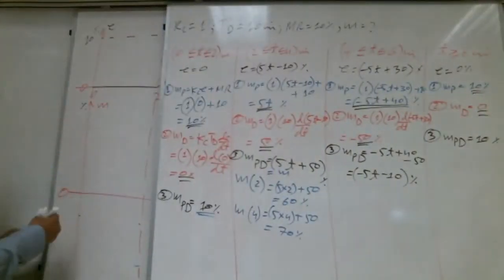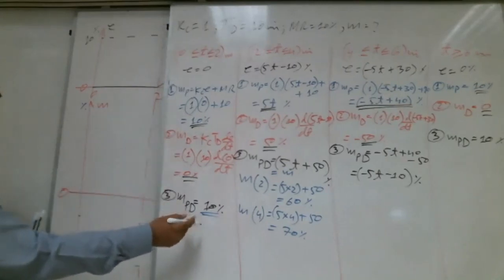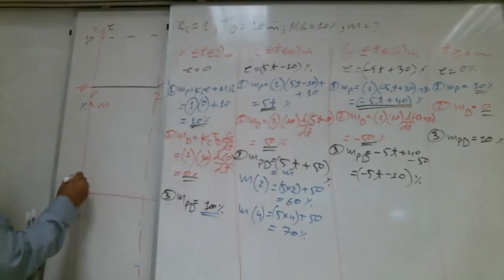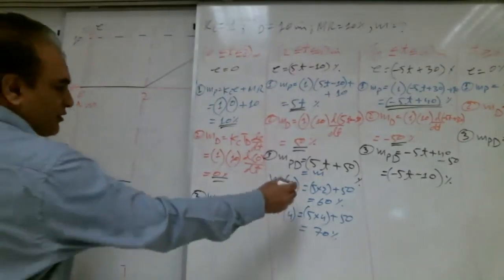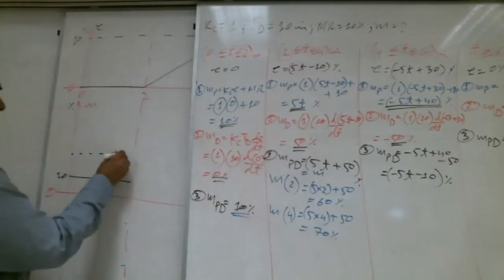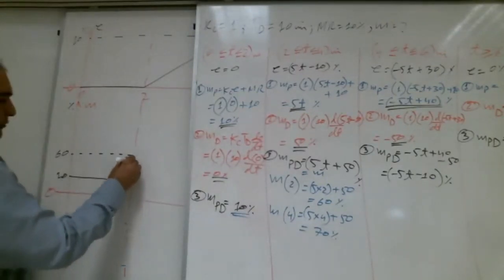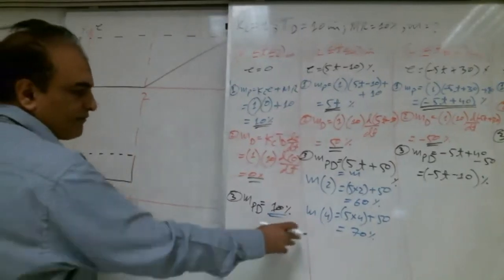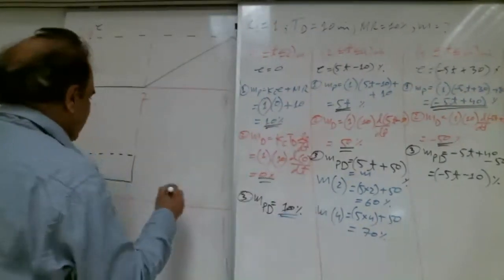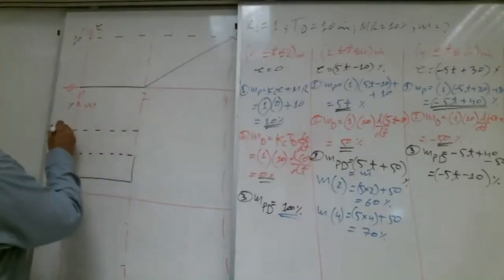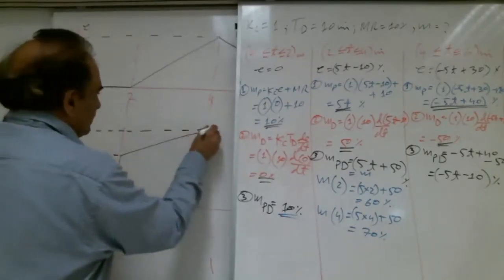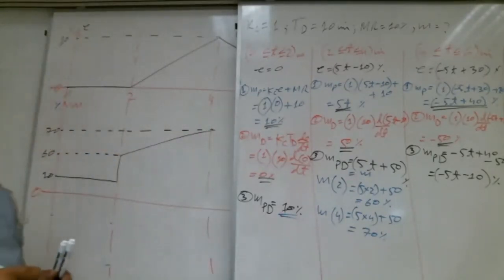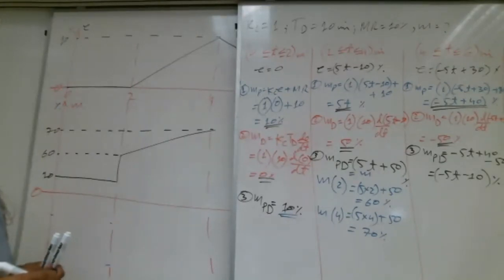So from 0 to 2, what is the output, Shabab? 10. We make 10 here. Then at 2 it goes to 60, so we make the 60 here. This is our 60. It goes up. Then at 4 it goes to 70, so we bring the 70 here and it goes like this. Right, Shabab? Yes, teacher, correct. Okay, that's good.